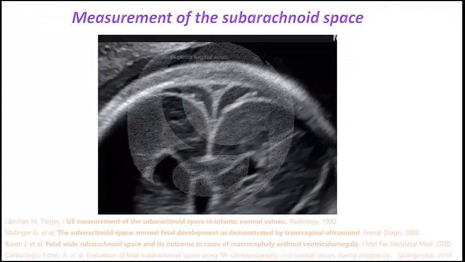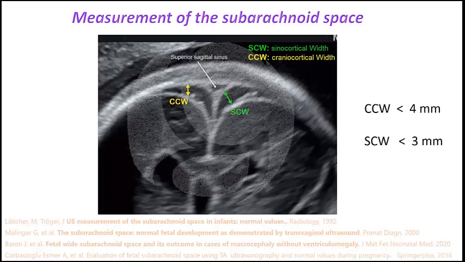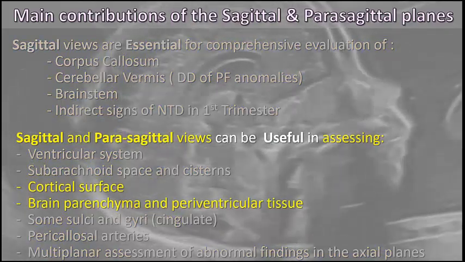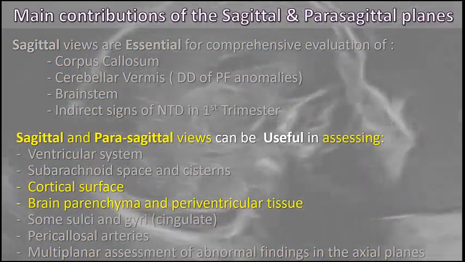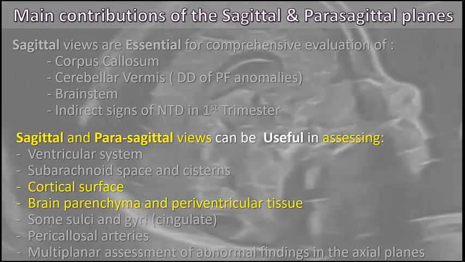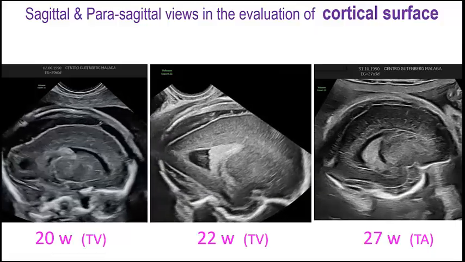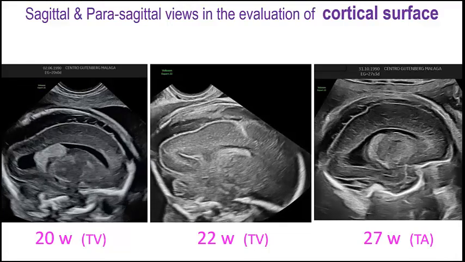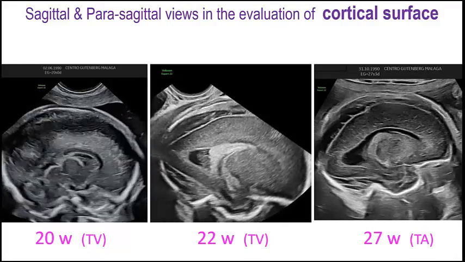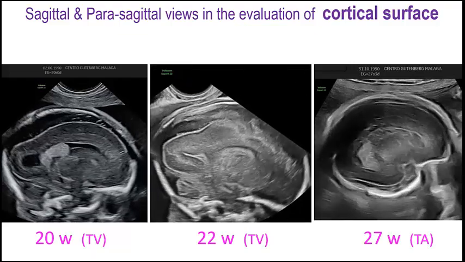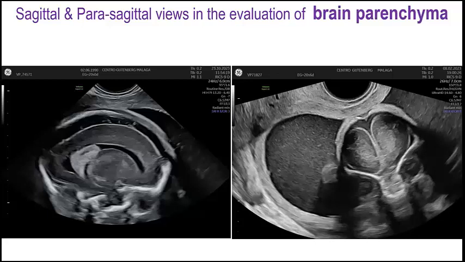Although for the quantification of the arachnoid space, we must measure the craniocortical distance and the sinocortical distance in the coronal plane at the level of the foramen of Monro. The parasagittal views can also assist us in the evaluation of the cortical surface and brain parenchyma. The cortical surface assessment can be done throughout gestation in the mid-sagittal and parasagittal planes in order to rule out cortical development malformations. The parasagittal views are good to check the brain parenchyma and periventricular tissue.